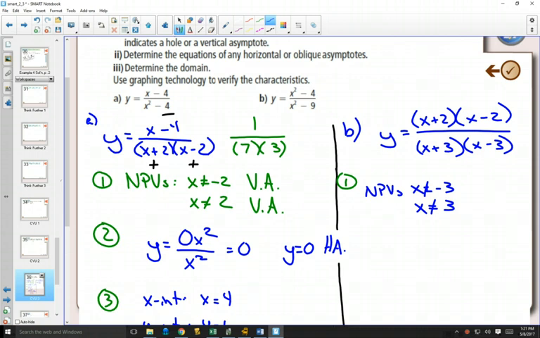2 non-permissible values, because they would cause us to divide by 0.